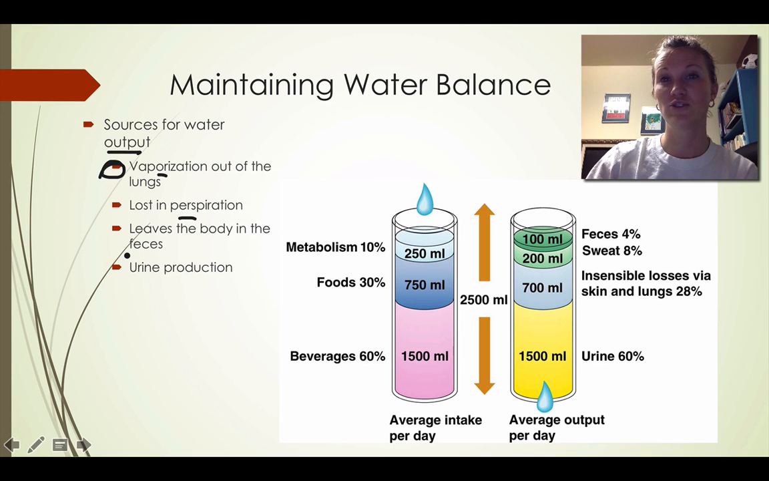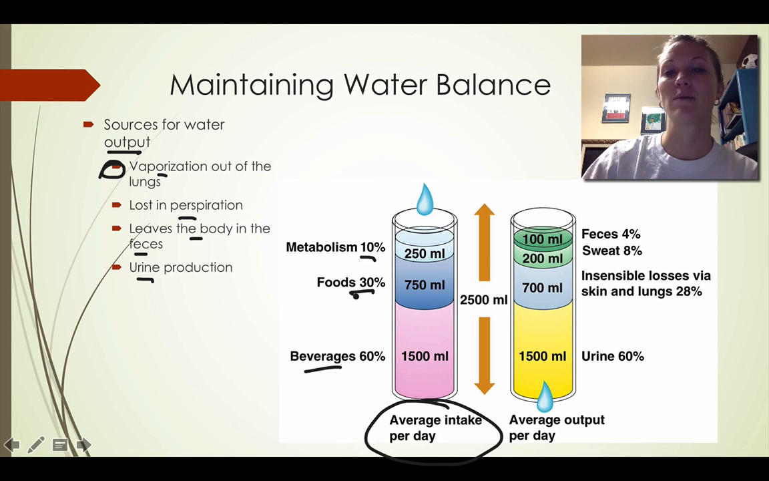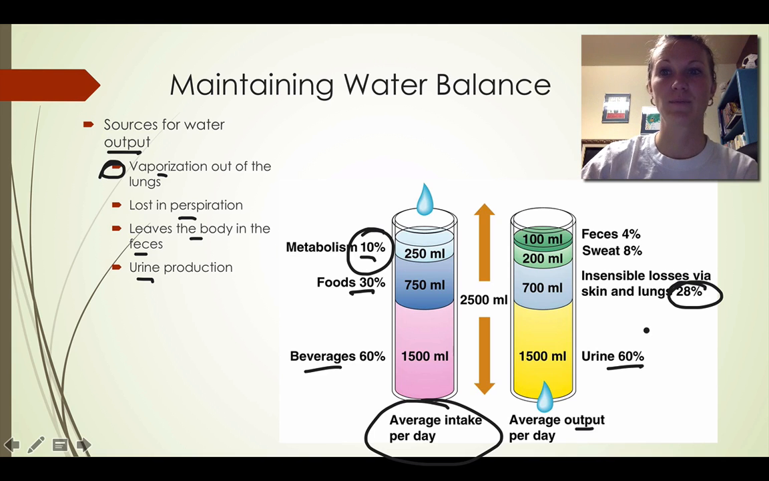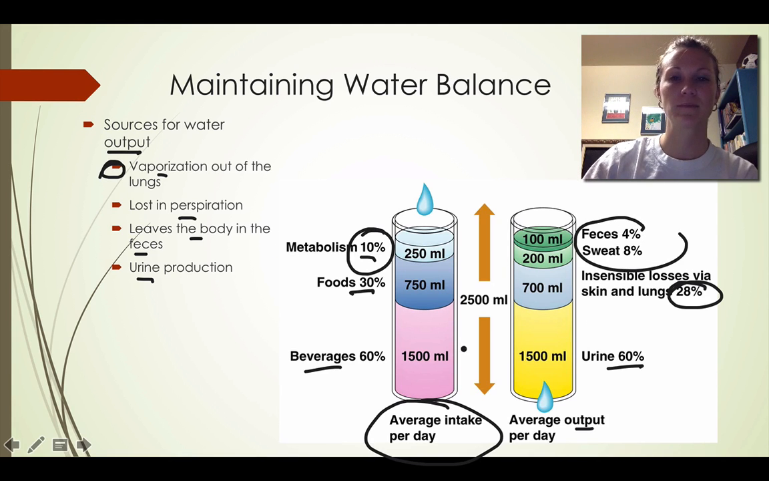You'll lose water due to perspiration, and then some of your water will leave in the form of feces or fecal matter, and then also urine production. So your average intake per day has to do with beverages is about 60%, foods takes in about 30% of your water, metabolism makes up 10% of your water intake, and then your output of fluids, most of it is urine. Also, the insensible losses is about 28%, which is actually a pretty big percent. And then sweat and fecal matter make up some of that as well. So hopefully your maintenance of water balance is just whatever's going in has to come out as well.